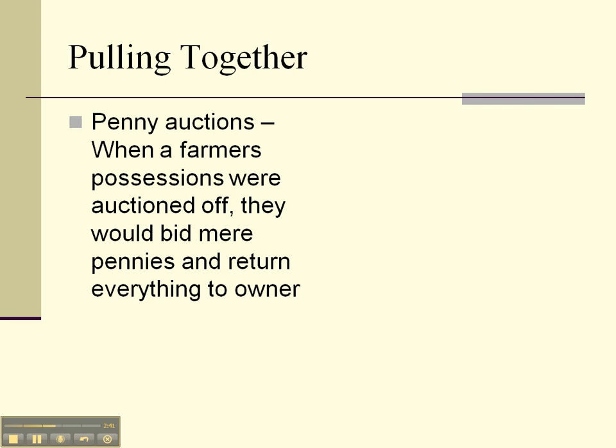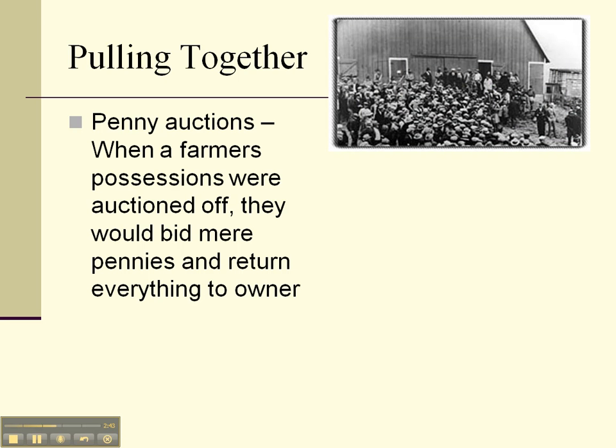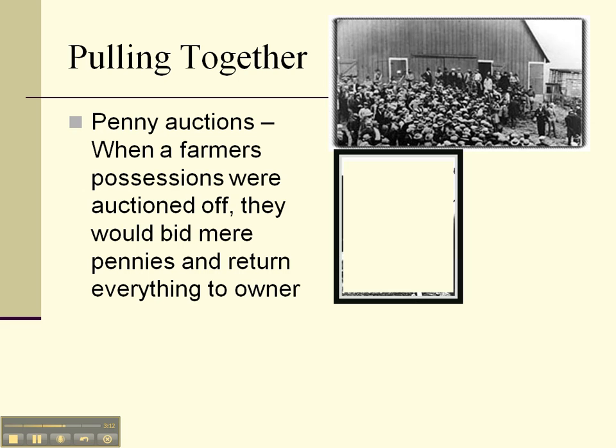Penny auctions, this was one of the nicer parts of this era. Sometimes communities, when a farmer could not pay off his loans or they'd taken out to buy seed and stuff at the beginning of the year, the banks would come in and sell off his machinery and sell off his farm. A lot of times the communities would come to these auctions and they wouldn't let other people outside the community enter these auctions, and the community would bid for pennies on everything and then return everything back to the owners. So that's one way that people did pull together.